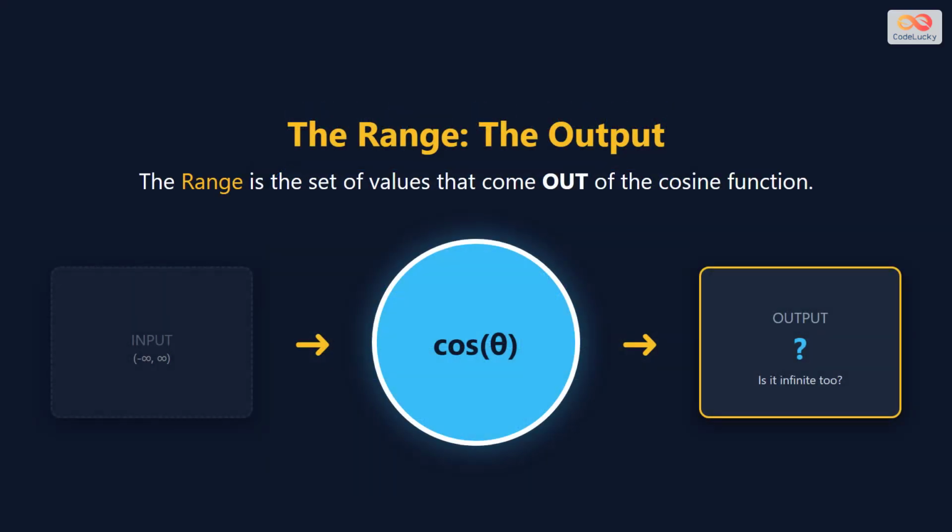Now let's look at the range, or the output. Even though we can put in a massive number for the angle, does the result also get massive?